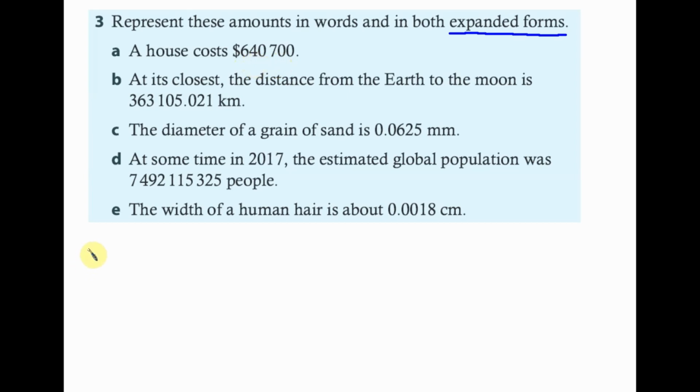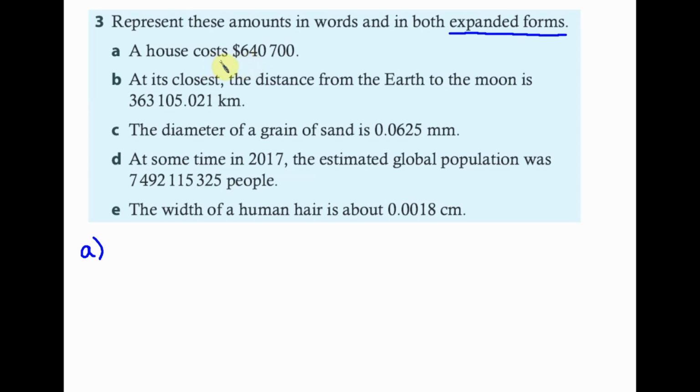So for example, part A, when you're reading the number, find out what's the biggest place value in your number. In this case, this is ones, tens, hundreds, this is thousands, 10,000s, and then 100,000s.